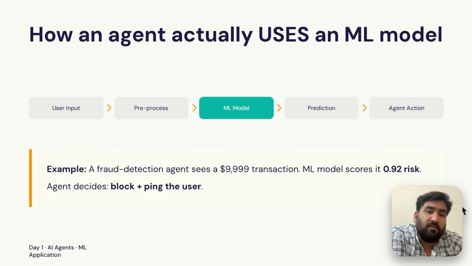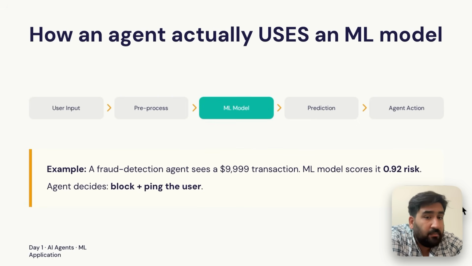Then it feeds those features into a machine learning model. The fraud detection model, right? That was trained on millions of fraud transactions versus non-fraud transactions. The model spits out the risk score. It tells you 0.92, which means 92 percent, for example, is the risk score for fraud. Now here is the key part. The agent decides the next action. Maybe it sends a push notification to the user asking for confirmation. Maybe it asks for additional verification through OTP.